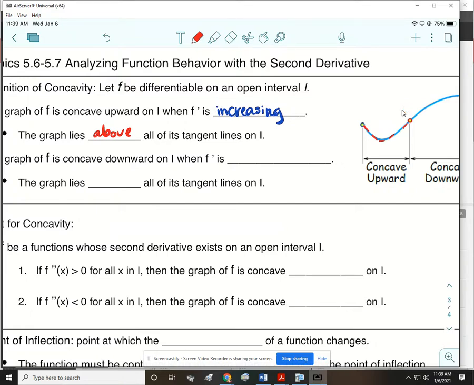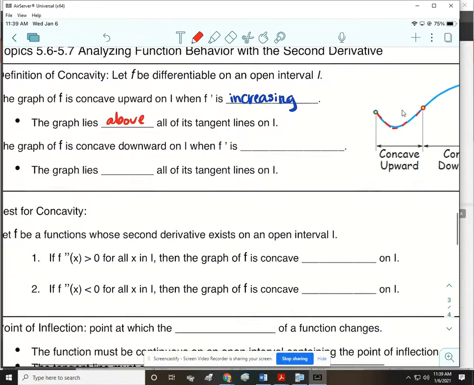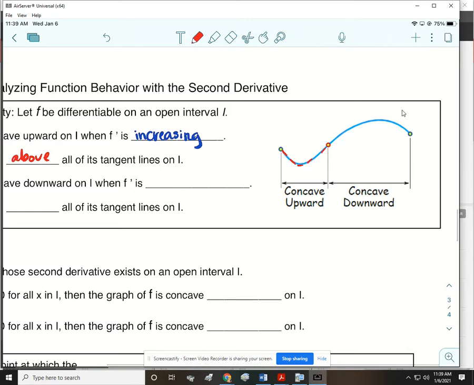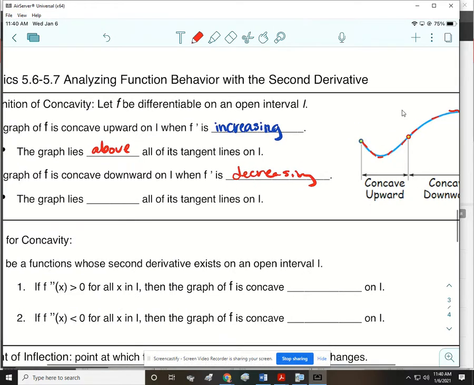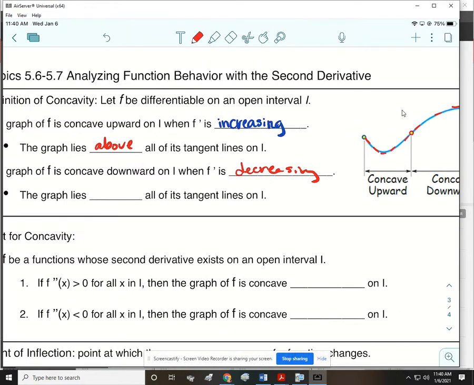All right, and then we have the graph is concave down. So if we're thinking about the slopes here, that's a slope of 1, and then that's a slope of 1/2, and then the slope is 0, and then a slope of negative 1/2. So f prime is decreasing there. And the graph lies below all of those tangent lines.